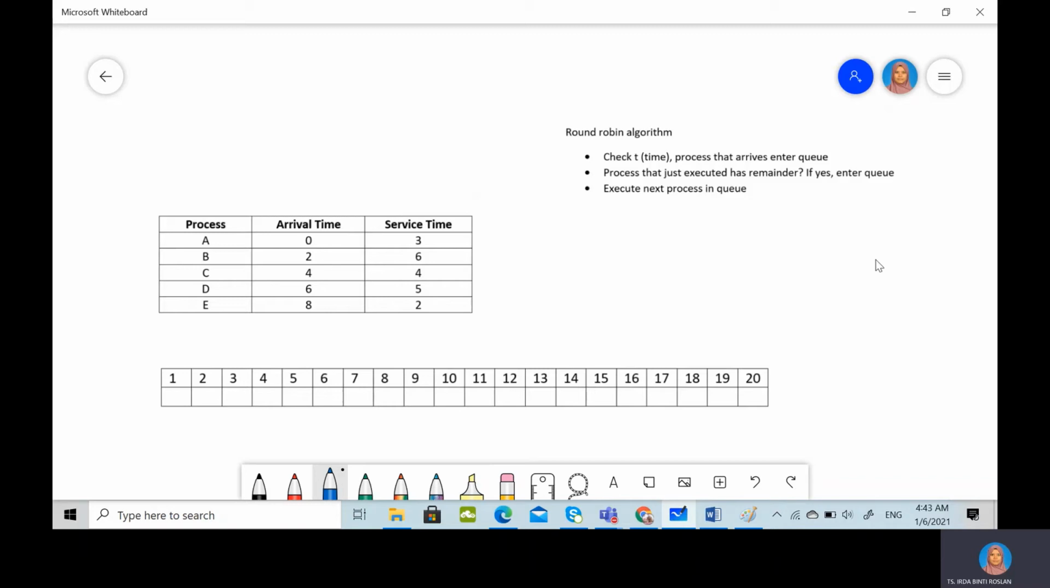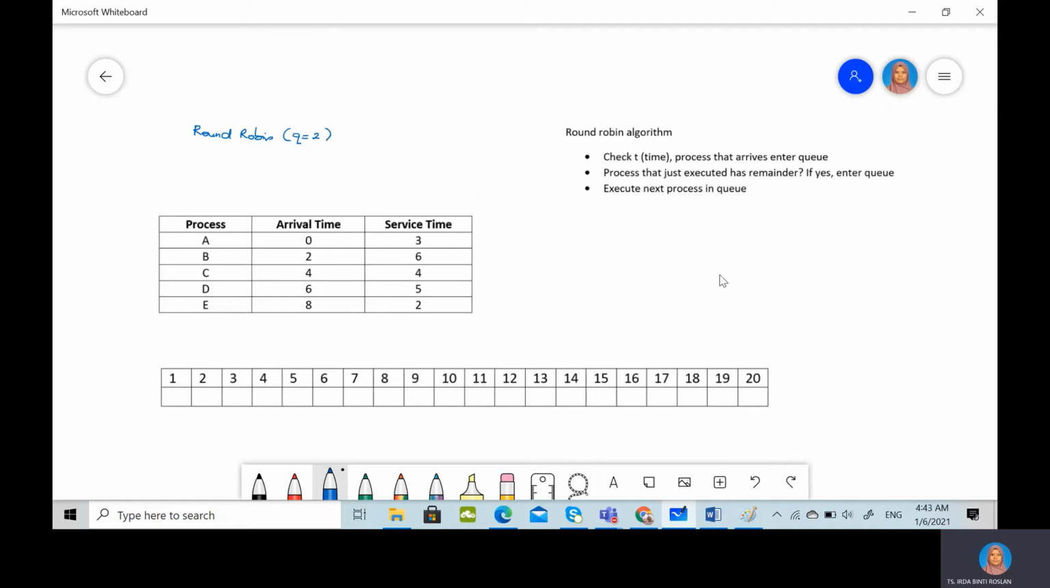We shall continue with the next part of round robin. I want to share with you the round robin tutorial for the case where the quantum time is 2.